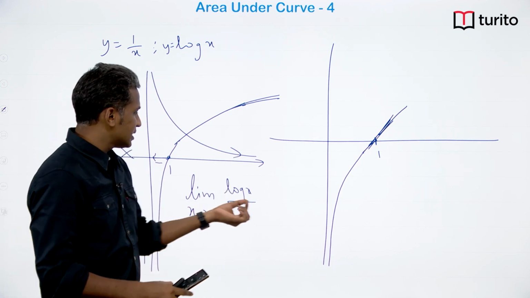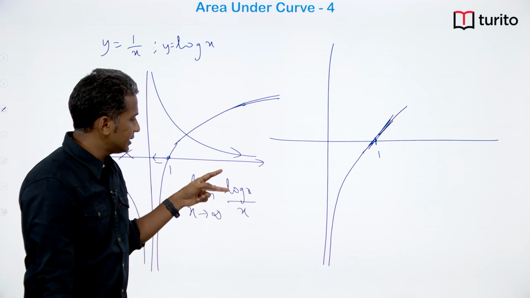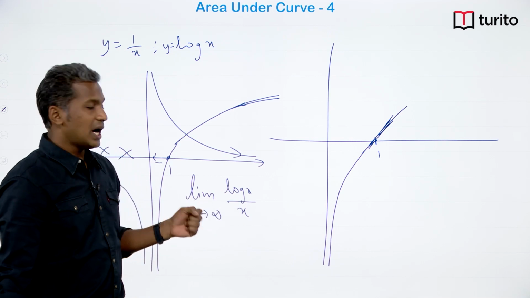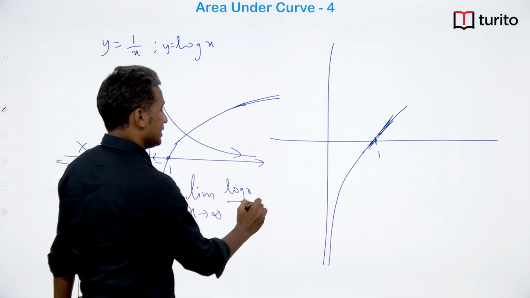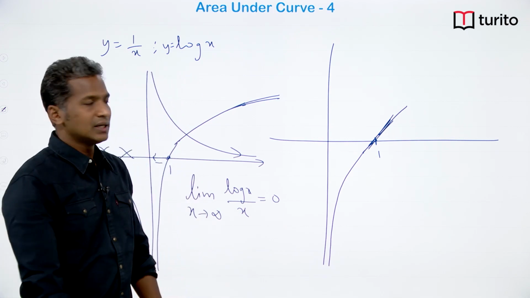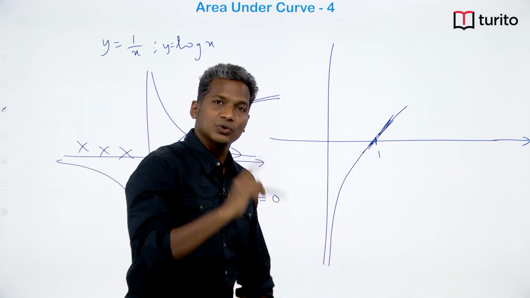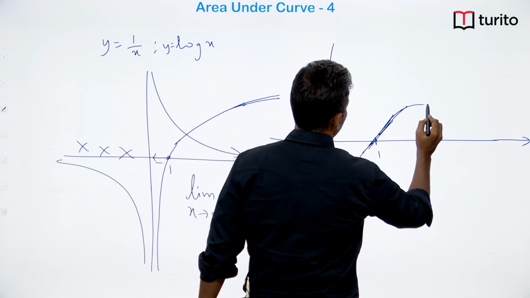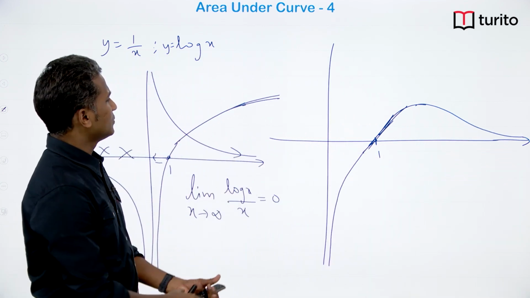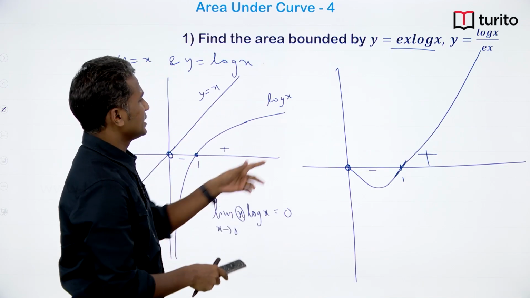Now, here as x tends to infinity, x is tending to infinity, log x is also tending to infinity. So, here we can apply L'Hospital rule and observe, and if you observe this limit is actually tending to 0, that means a horizontal asymptote exists and that horizontal asymptote is nothing but our x axis. So, the graph has to make a turn and it has to approach the x axis like this. Okay. So, these two are the graphs. Now, this is one graph and this is another graph.